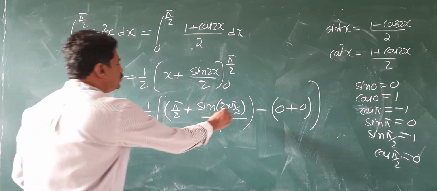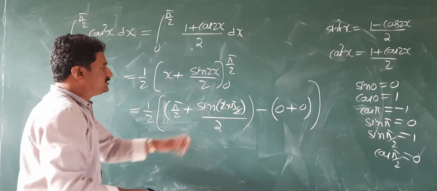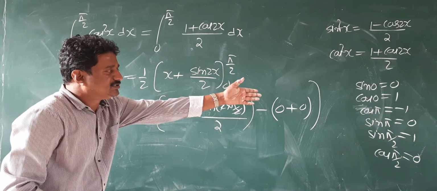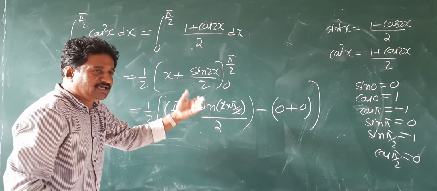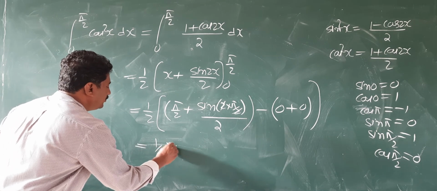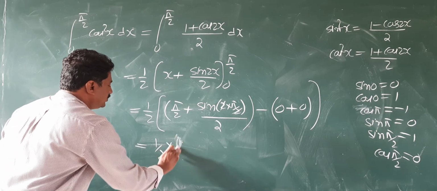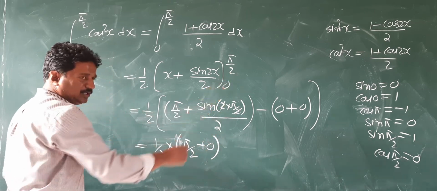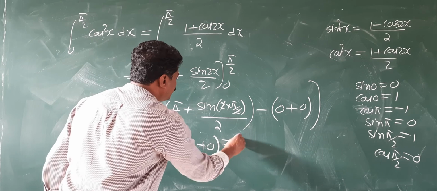So the 2s cancel. Sin pi, again, how much is the sin pi value? 0. 0 by anything is 0. The final answer is 1 by 2 into pi by 2, so it is pi by 2 plus 0. Answer is pi by 4.